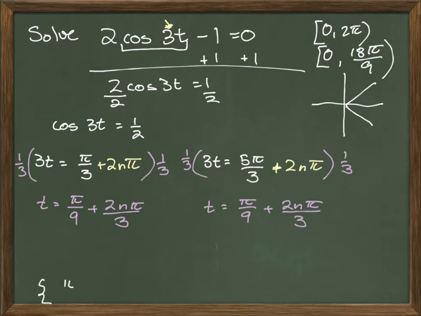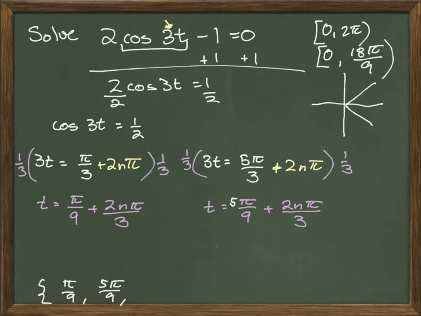The first angle is pi over 9, and hold on, I forgot a 5 here, right? Guys, why don't you say something? 5 pi over 9. Now we're going to find the other angles.